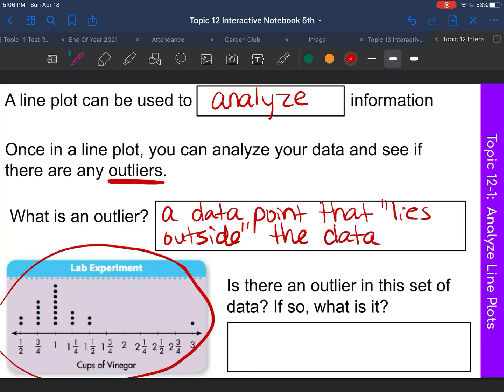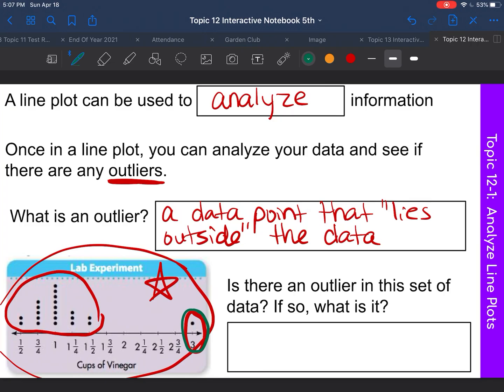Okay, so if you look at this line plot right here, what data point do you think stands far apart from the rest? It doesn't really look like it fits in. Well, this 3 cups over here, okay? All of the other data is more centered around half, 3/4, 1, and so on. But this 3 all the way over here kind of stands on its own.